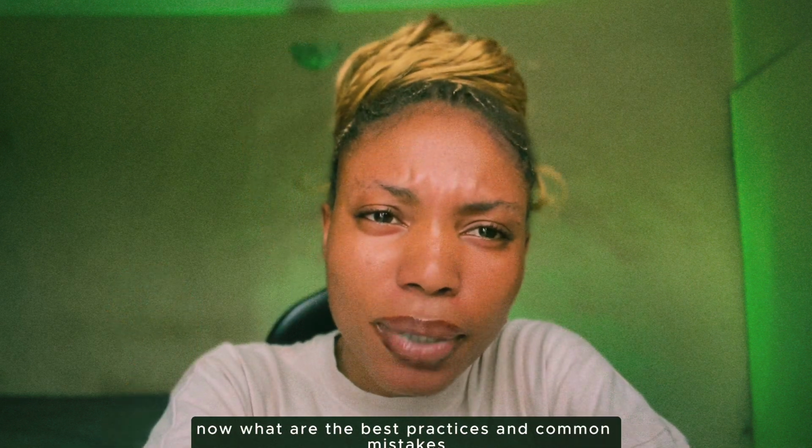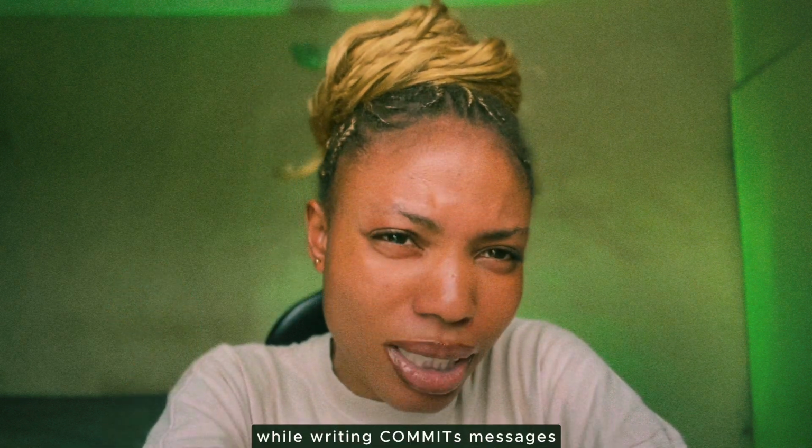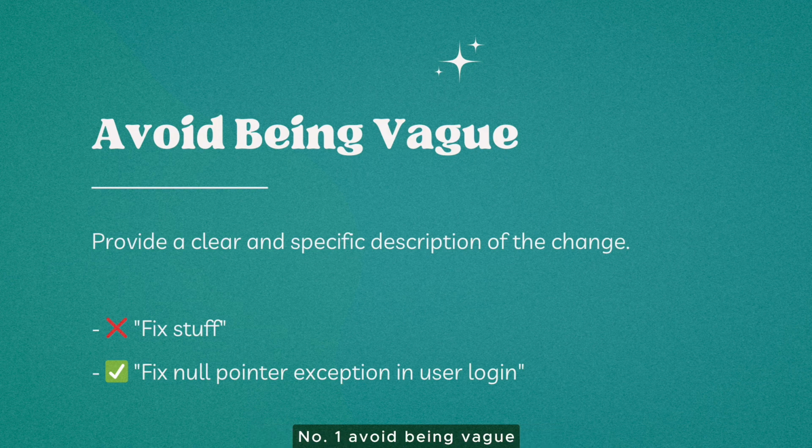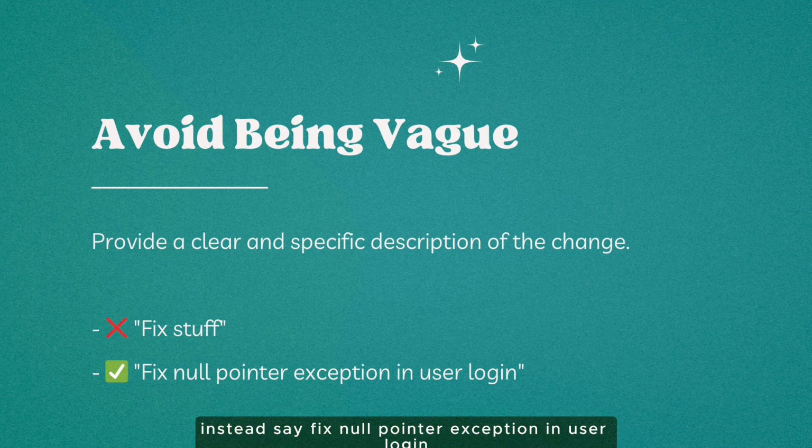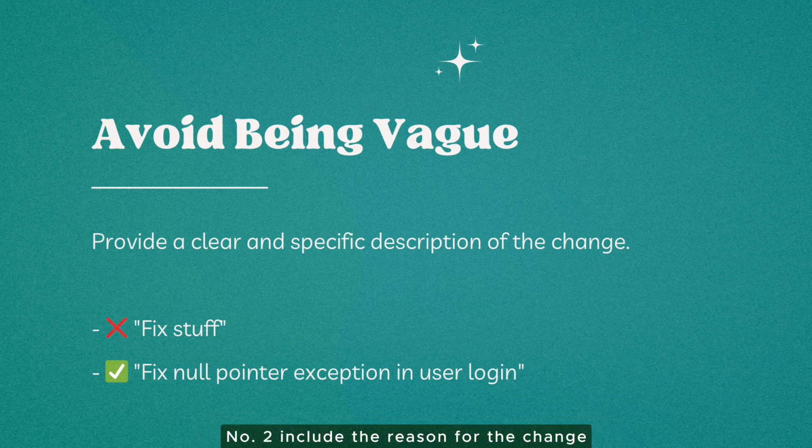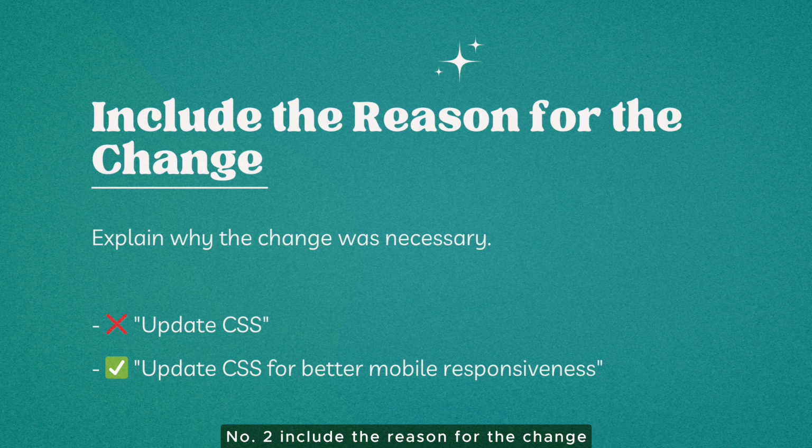Now, what are the best practices and common mistakes while writing commit messages? Number one, avoid being vague. Provide a clear description of the change. Don't say fix stuff. Instead, say fix null pointer exception in user login. Number two, include the reason for the change. Explain why the change was necessary. Don't say update CSS. Say update CSS for better mobile responsiveness.